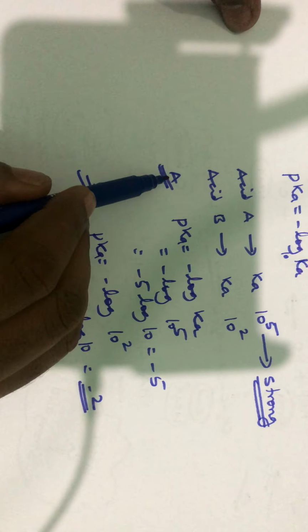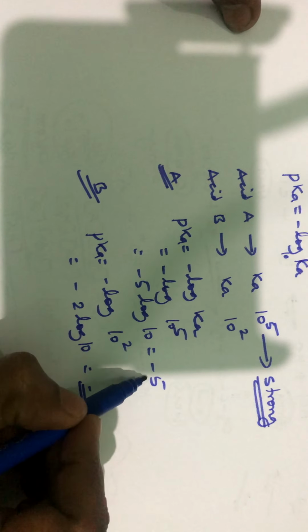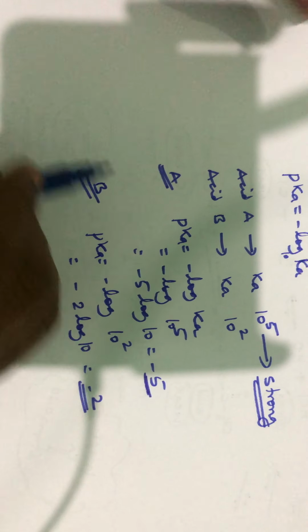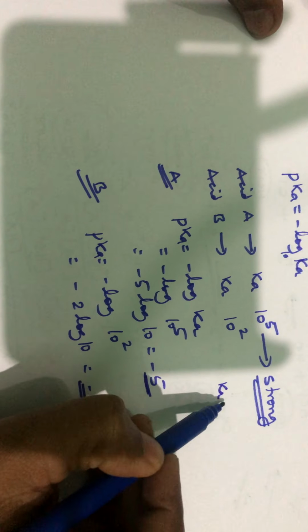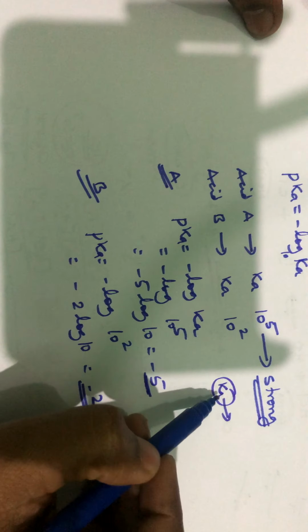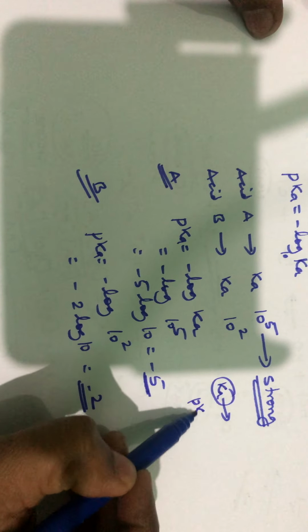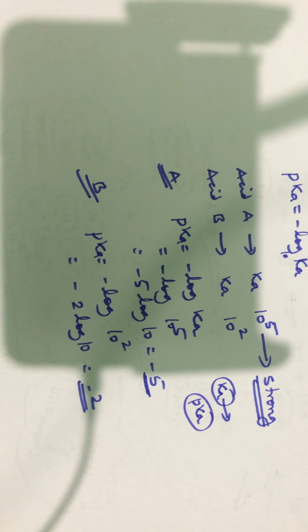So which is the stronger acid? A is the stronger acid. That means the smaller the value of pK, the stronger the acid. If you are comparing acid strength using Ka, the larger the value of Ka, the stronger the acid. If you are comparing with pK, the smaller the value of pK, the stronger the acid.